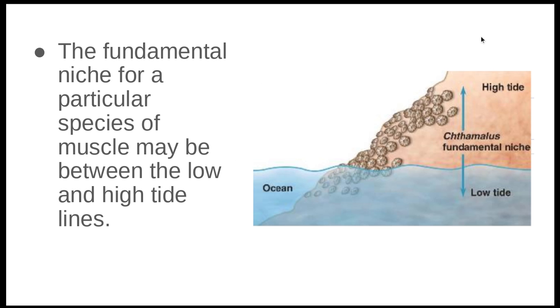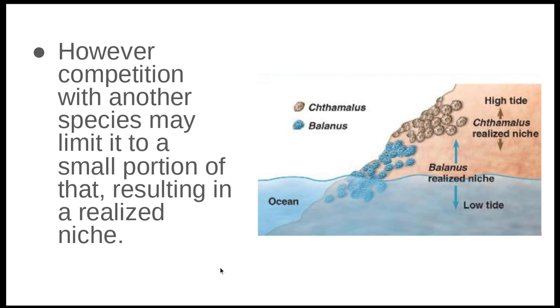The example we're going to talk about are barnacles. We have a certain type of barnacle here. It's brown in color. It can live everywhere between the low tide mark and the high tide mark. This area is its fundamental niche. It can live anywhere in this zone and be perfectly fine. But let's say a second barnacle species moves in that lives in the same general area. Now there's going to be competition. So now we have a second species that's been introduced, this blue one.